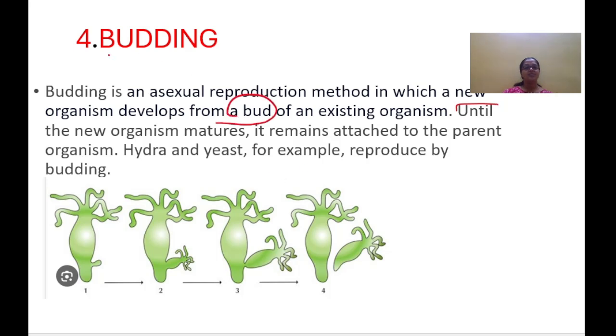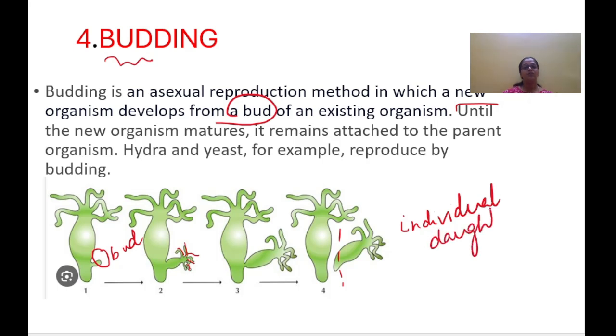So as the word suggests here, bud plays a very important role. From the existing organism, a small bud will develop. This is a bud. From the hydra, it is coming out. Slowly, it is growing to form small tentacles, and later on, it will grow and get detached to reproduce and develop into an individual hydra. Okay, so a new individual daughter hydra is being formed from the parent. So this is also a type of asexual reproduction, that is budding.